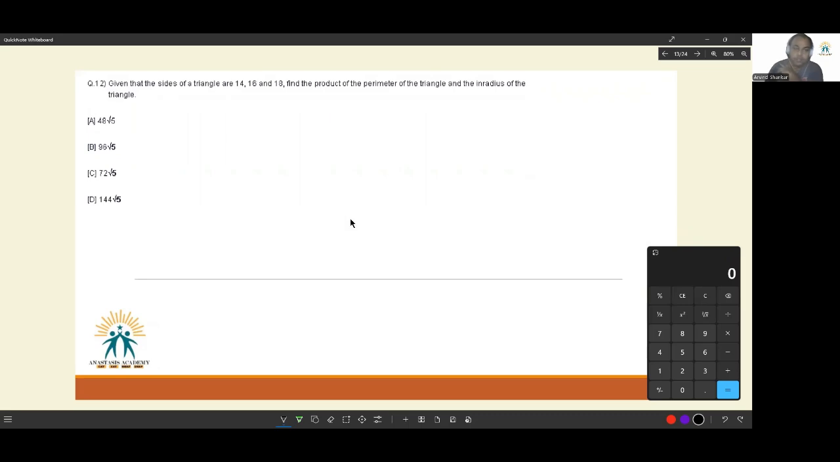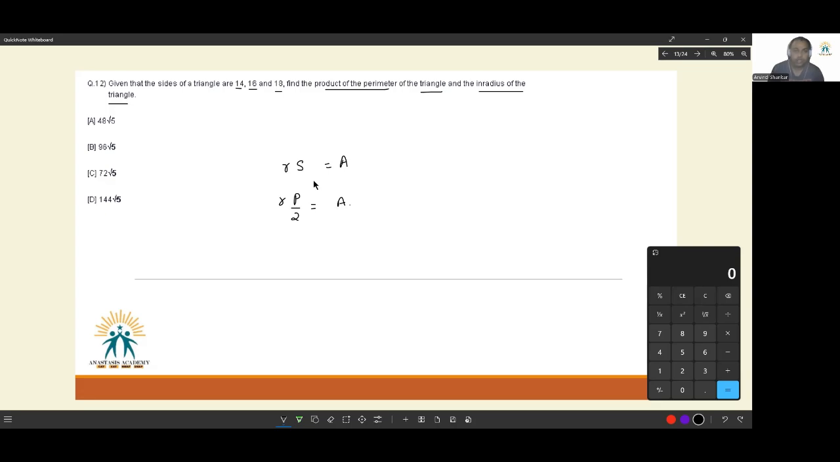Okay. Next. Given the sides of a triangle are 14, 16, and 18, find the product of the perimeter of the triangle and the inradius of the triangle. Okay. See, I know inradius of the triangle into semi-perimeter is equal to area, but they are asking me product of the perimeter. So, the semi-perimeter I can write as perimeter by 2 is equal to area. Inradius into perimeter by 2 is equal to area.